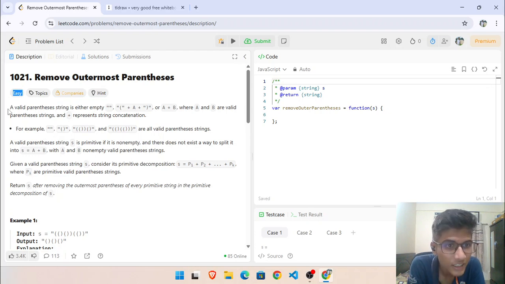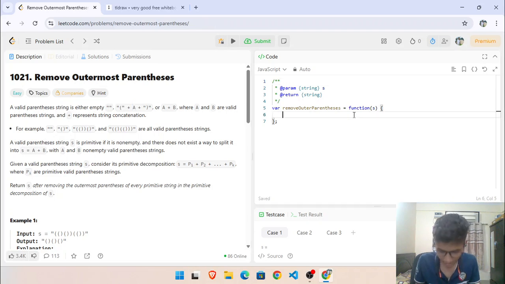A valid parenthesis string is either empty, or it is a string inside a pair of parentheses, or it is a plus b, where a and b are valid parenthesis strings. So see, these a and b are valid parenthesis strings. Valid parenthesis string means we have something like this. These are valid parentheses.